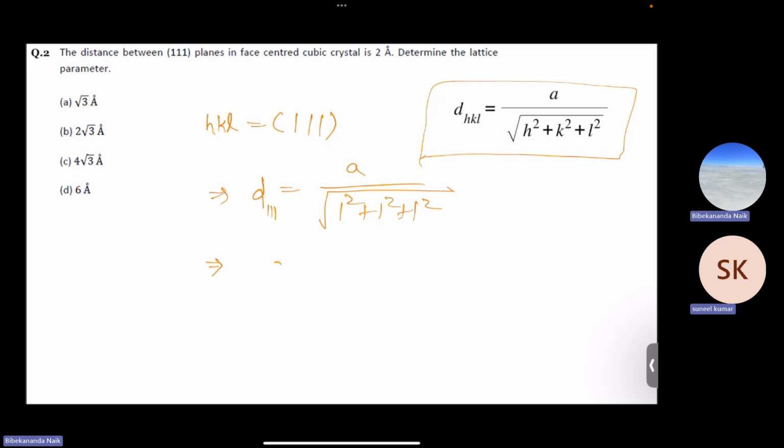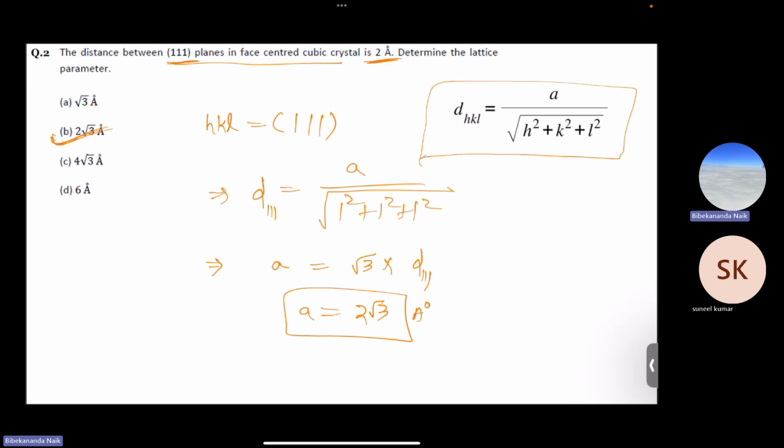So the lattice parameter will be root 3 into d_111. Here it is given that the distance between 111 planes in a cubic crystal is 2 angstrom. So it will be 2 root 3. So a is 2 root 3 angstrom. So the correct option will be option B, that is 2 root 3 angstrom.